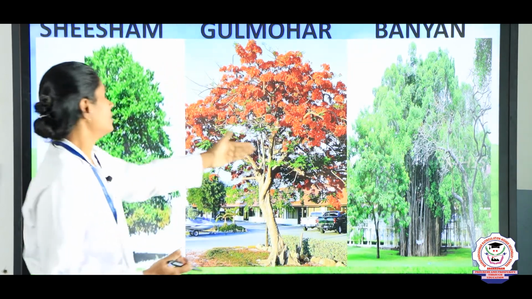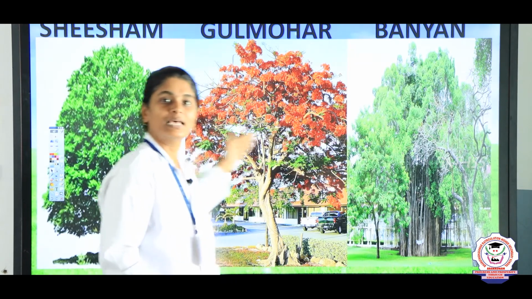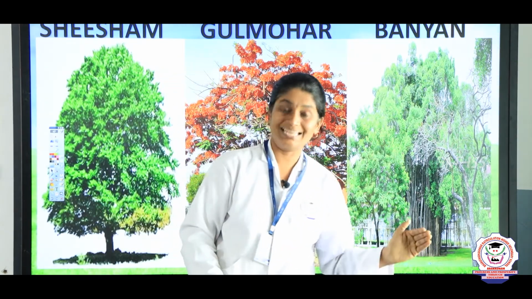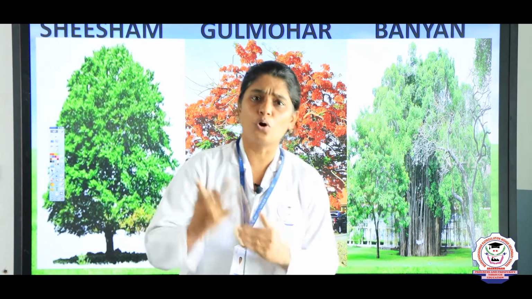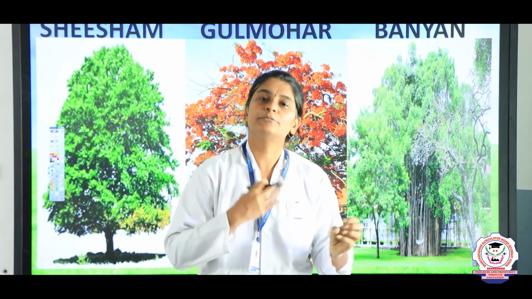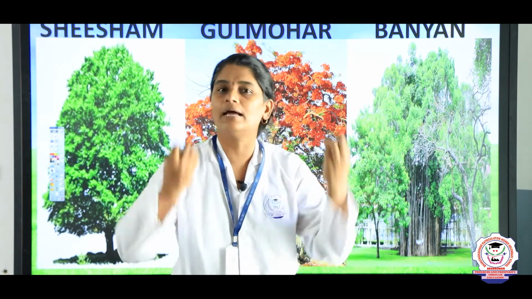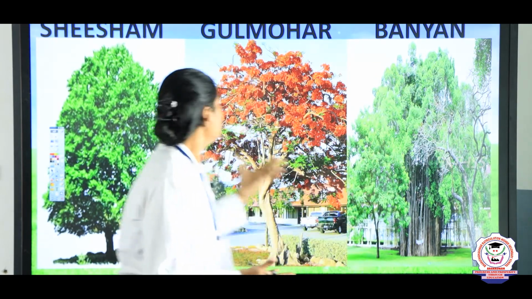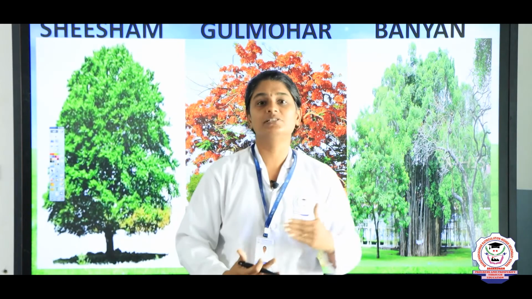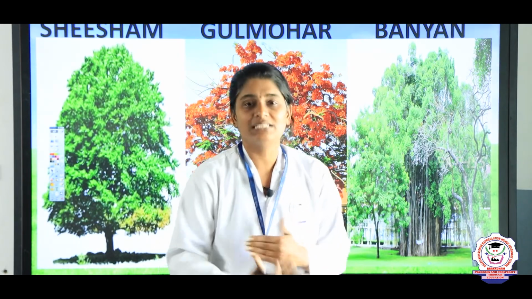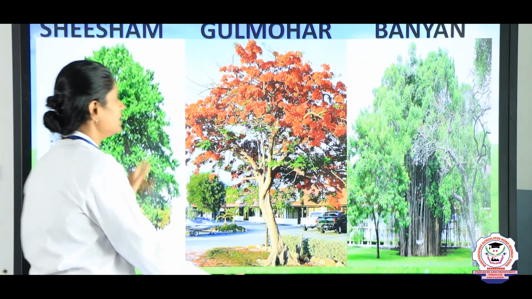So, usually the trees in plains shed their leaves in the autumn season, and the trees grow new leaves in the spring season. In the spring season we can see new leaves growing on those trees. That is why the trees that shed their leaves during the autumn season are called deciduous trees. So, usually the trees in the plains are deciduous.